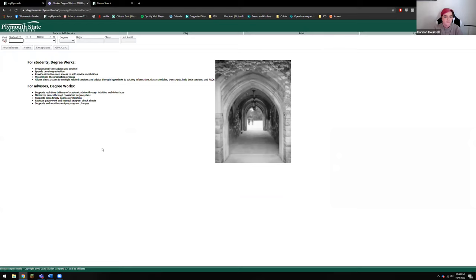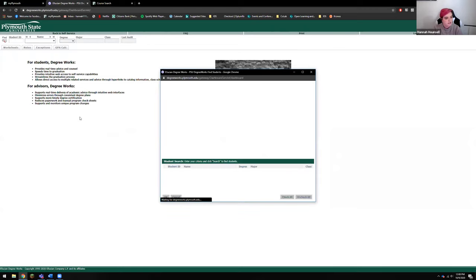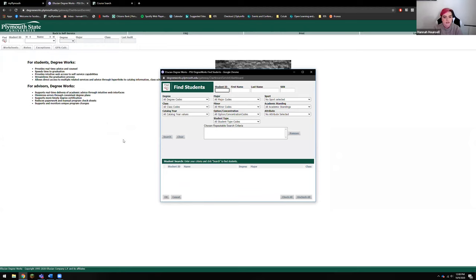When you open up DegreeWorks, it is going to open up this landing page here, and you want to click on the little find record button to find the student that you need to look at their DegreeWorks for. It's going to pop up this. If you have the student ID, you can copy paste it right in here. But usually I just look up students by their first and last name, as you can see here.